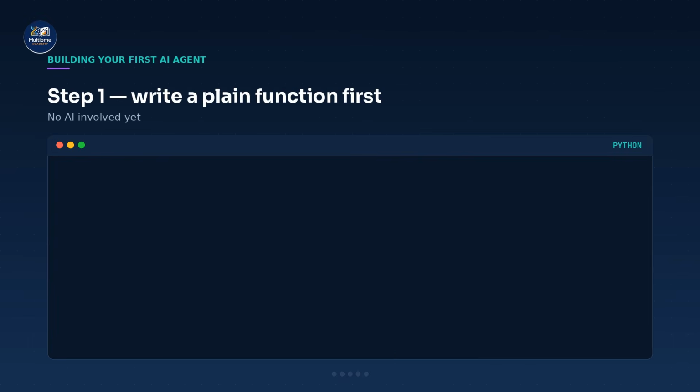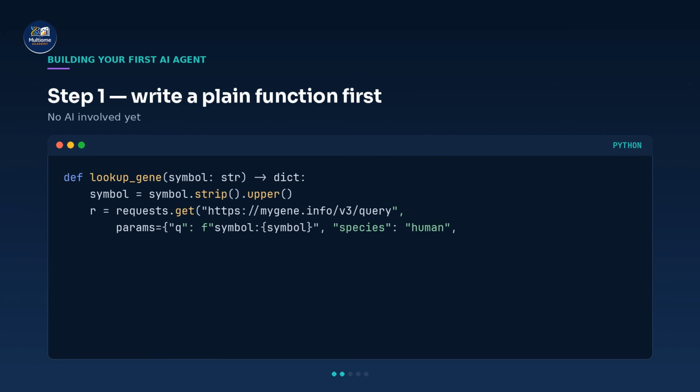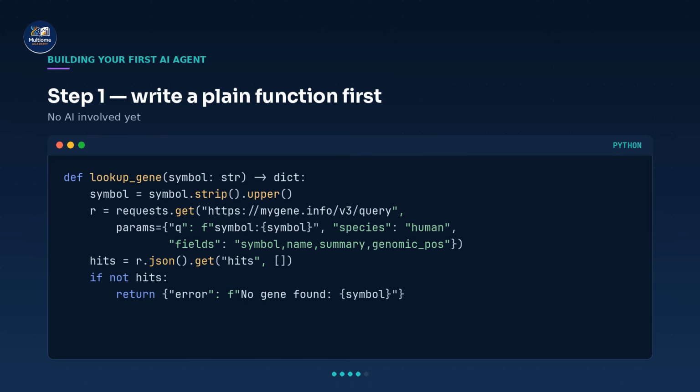An agent tool starts life as an ordinary function. Define lookup_gene, taking a gene symbol, and normalize it: strip whitespace, and uppercase it. Query MyGene.info, a free public API, for the human record matching that symbol. Ask for the fields you need, and pull the matching hits back out of the response. If there are no hits, return a clear error instead of guessing. Otherwise, return the top hit. Test this on its own, before any AI is involved. If it works standalone, half your agent is already done.